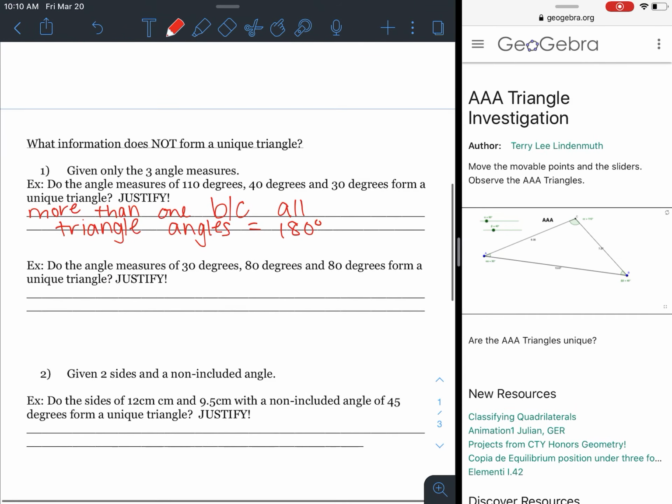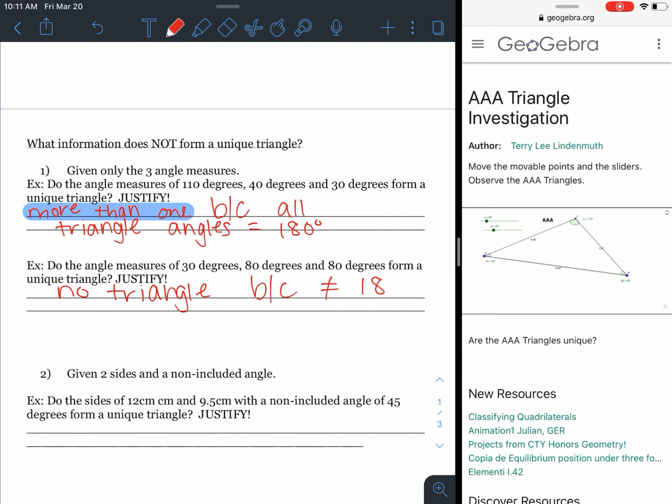The second one, 80 plus 80 gives us 160, plus 30 is 190. So see how this one was more than 1? This one here is no triangle. And your justification for that one would be because it does not equal 180.